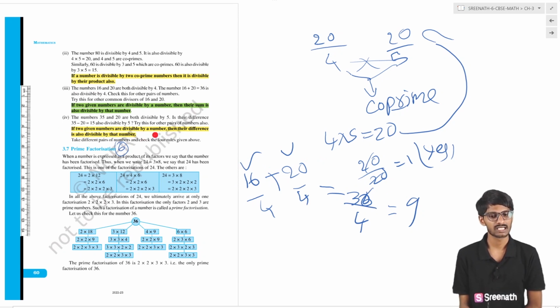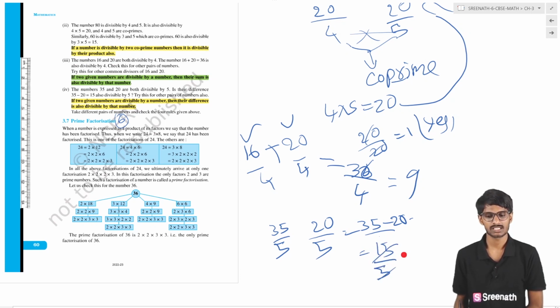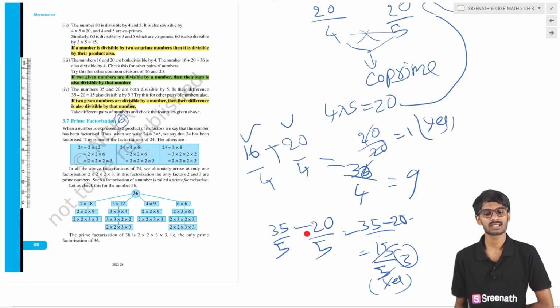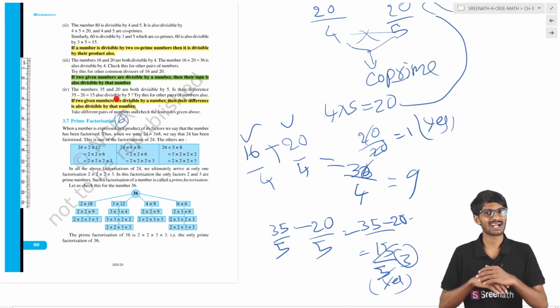Next thing, if two given numbers are divisible by a number, then the difference is also divisible by that number. So a simple example, suppose we take 35 and 20. Both are divisible by 5. And their difference, which means 35 minus 20, that value is how much? That is 15, which is also divisible by that number, 5. So it is proved. If there are two numbers which are divisible by one common number, then their difference is also divisible by that number. So this is the fifth topic, students. I have completed it.